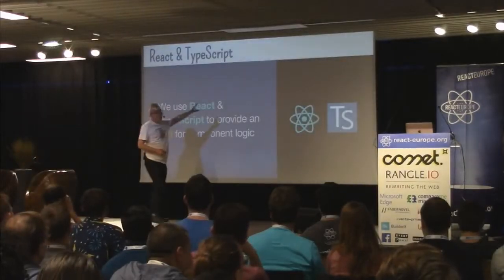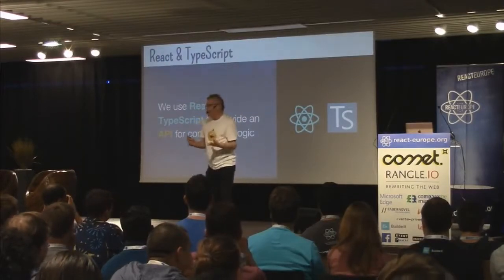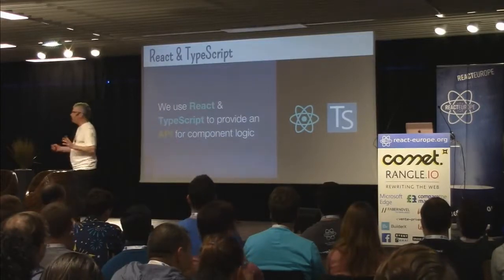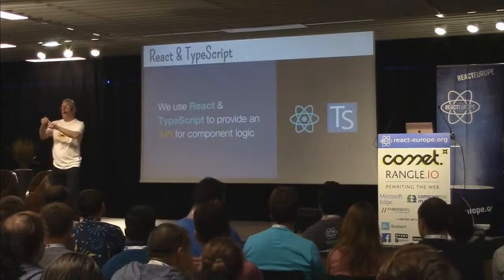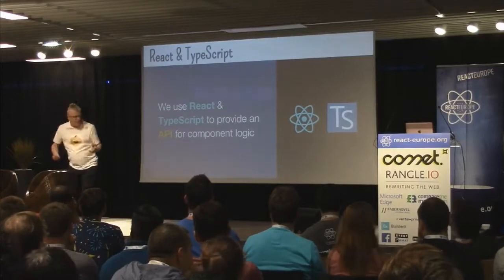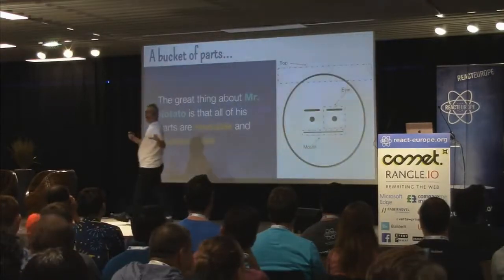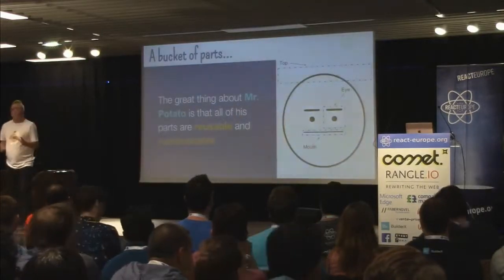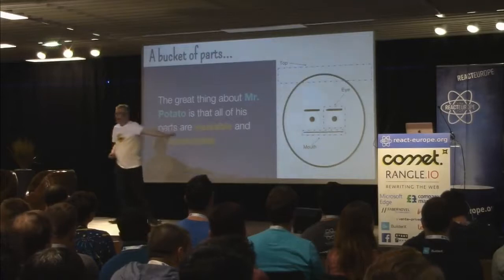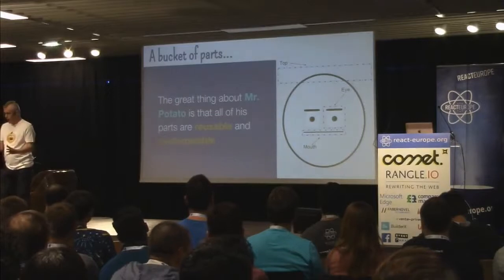Now at Wix, we use React and TypeScript to give us a sane API to work with components logic. We also use something called MobX. Anybody MobX in the house? For us, React, TypeScript, and MobX go together like liberté, égalité, and Beyoncé. But the great thing about Mr. Potato, like any component, he's just a bucket of parts. The author has named them top, eye, and mouth. And what I want to do is take Mr. Potato and customize him into my own UI.